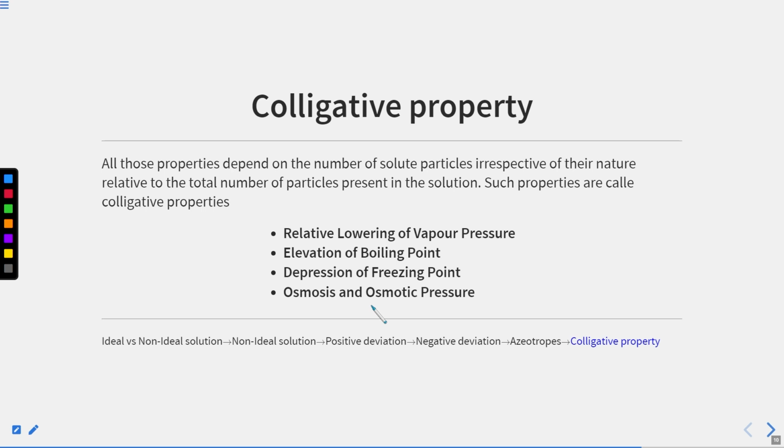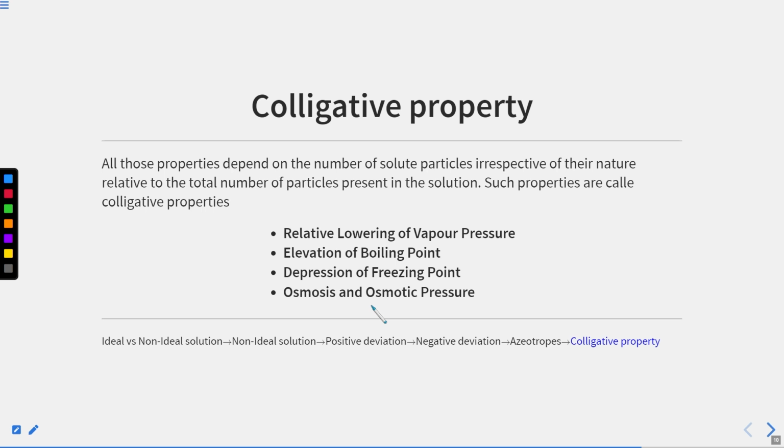Suppose we take two solid particles, A and B, and two different solvents. In the first solvent we add A, and in the second solvent we add B, and in both we add the same amount of solute. Suppose we add 1 mole of A in one solvent and 1 mole of B in the other. If the magnitude of the property change is the same, then we will call that property a colligative property.